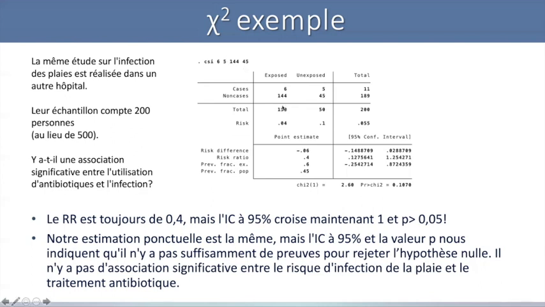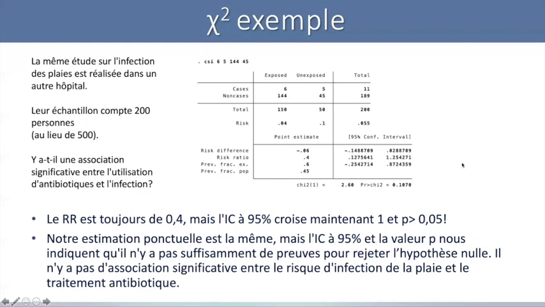So in this example, the risks are the same, 0.04 here and 0.1 here for those who got antibiotics and who didn't. And therefore the risk ratio is the same, 0.4. However, the confidence interval now crosses 1. It ranges from 0.13 to 0.125 with 95% confidence. The fact that it crosses 1 is important because 1 is the point at which there is no association. There's no difference between exposed and unexposed.